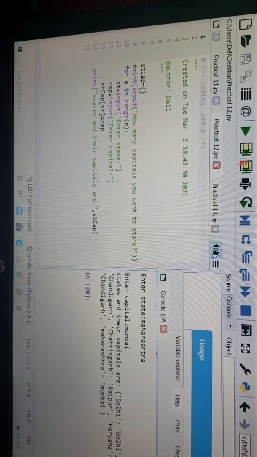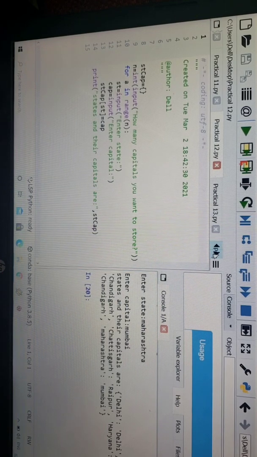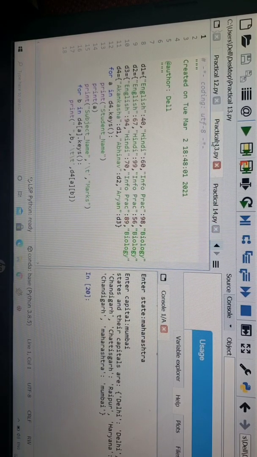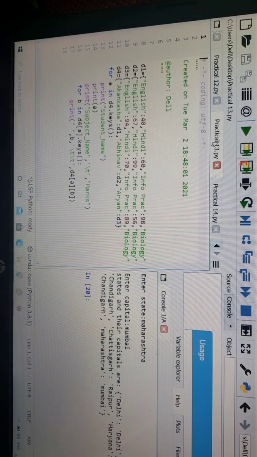Let's have a look at the next program. Our next program is, here you have to enter marks of 5 subjects. You have to create a dictionary of students where you can store names as well as their marks obtained in 5 subjects. See, here you can have the loop.